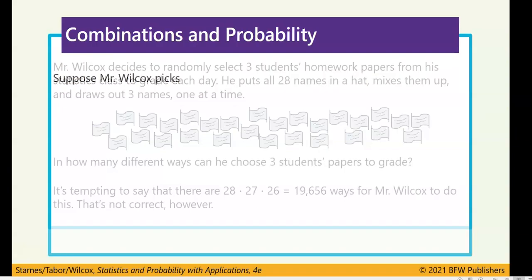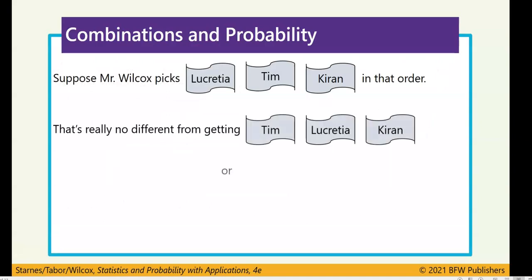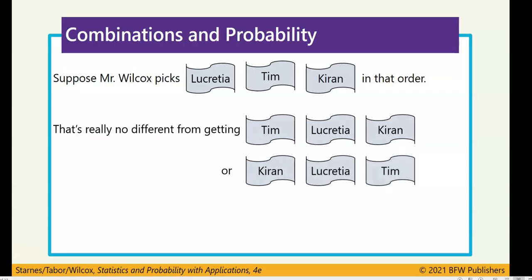Well, does order really matter in this situation? Let's say he picks those 3 people in that order. Is that any different from getting that or that? Aren't those really all the same? So how many different ways can he pick the same 3 students? Order doesn't really matter in that situation.